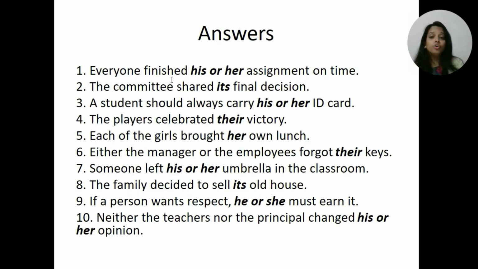Remember that either or, neither nor, it should agree with the closest noun. So, here the closest noun is principal. Since it is singular, his or her.